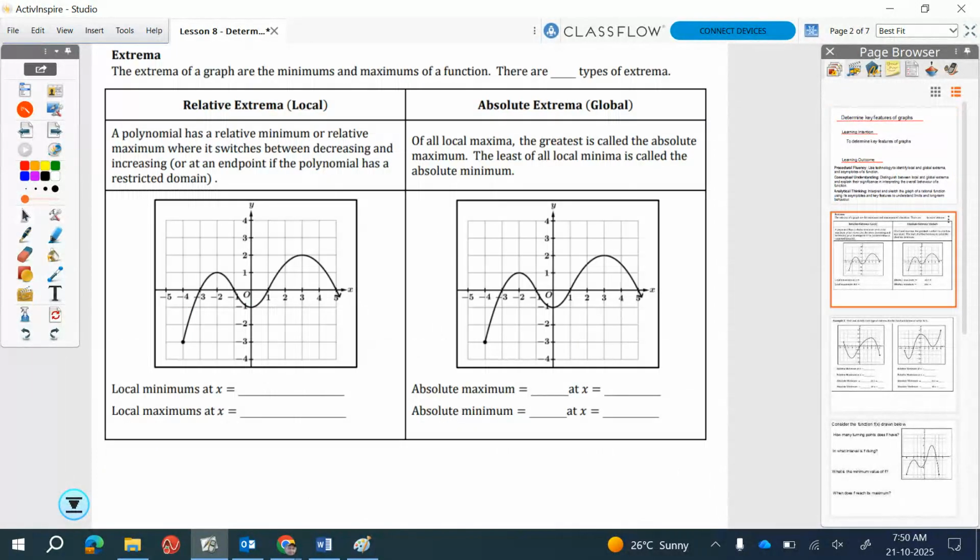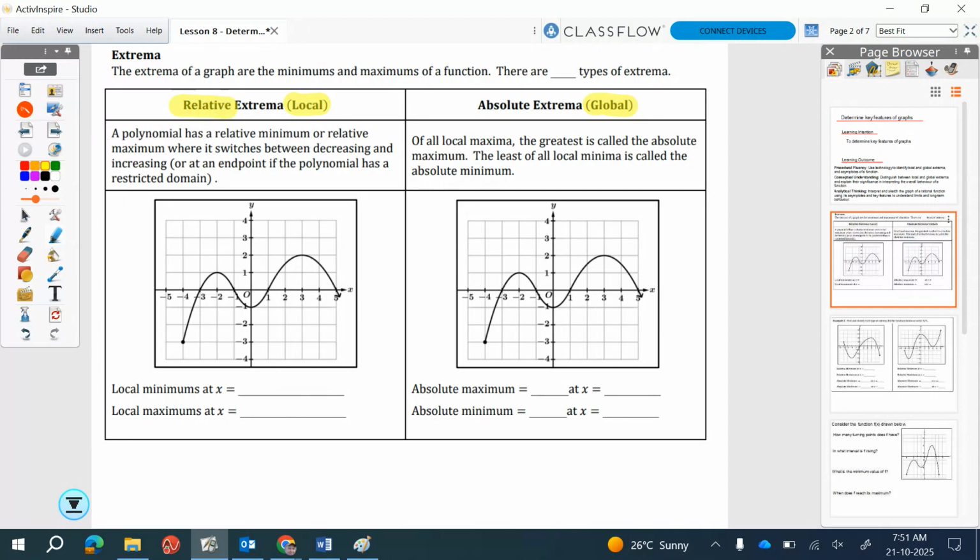So a bit of vocabulary first. We can talk about extreme points. An extreme point can either be a local extreme point or a global extreme point. We have two different types. You have synonyms that you might see used. I'm including them here. Typically in our IB course, we're going to be using local and global. These are the words we will use primarily.